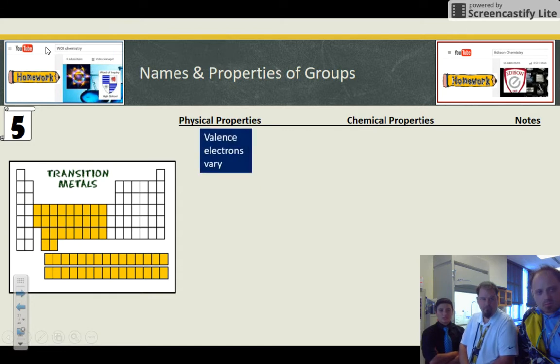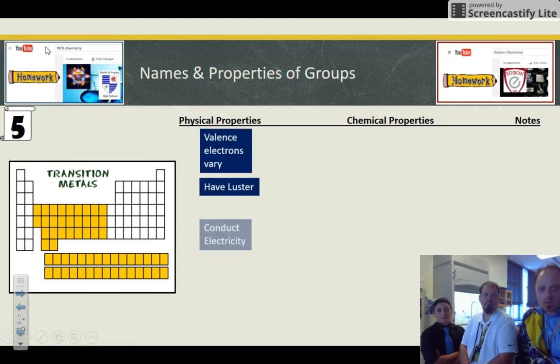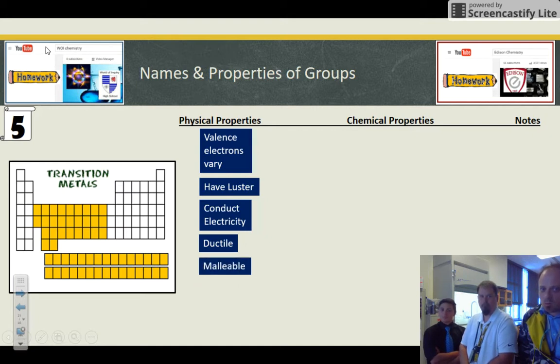We've got transition metals, all those middle guys. The valence electrons vary. They don't follow the same pattern as the rest, but they are still metals, so those 4 things are still going to apply here.